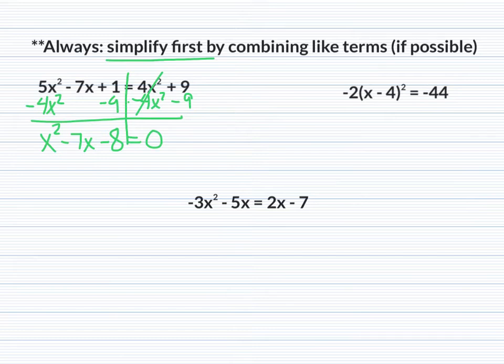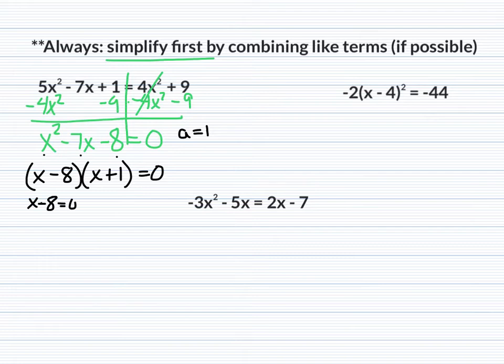Okay, so now that's a much easier problem because I can see that this problem has three terms, 1, 2, 3, and a equals 1. So I'm going to try to factor that out. Does anything multiply to give us -8 that adds to negative 7? That would be x minus 8 times x plus 1 equals 0. Okay, so now do you remember what to do after this? Set both parts equal to 0. So x minus 8 equals 0, and x plus 1 equals 0. Okay, so add 8, minus 1. Okay, so x equals 8 and x equals negative 1. Okay, so that's pretty easy to do when a equals 1.